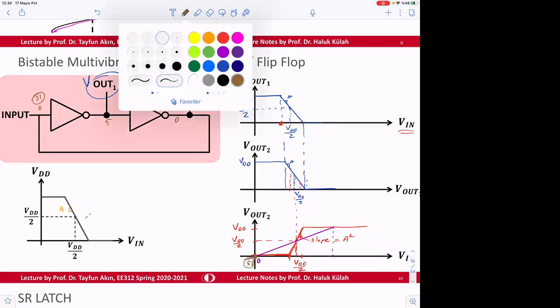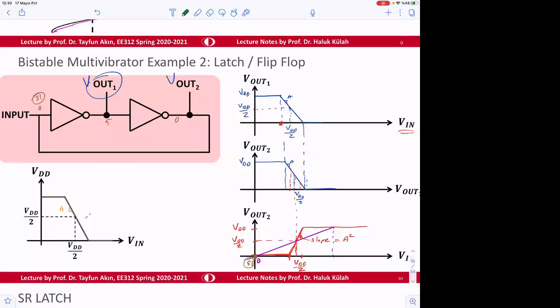And the other stable state, let's say state 3, is this one. When input is VDD, output is going to be VDD. So this is VDD. So if this is state 3, this is VDD, and this is going to be 0 volt. This is going to VDD again.